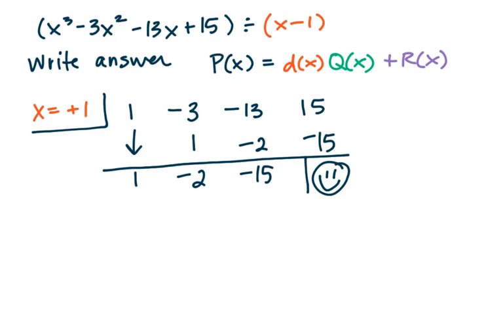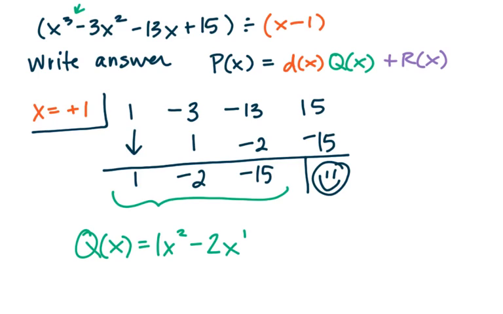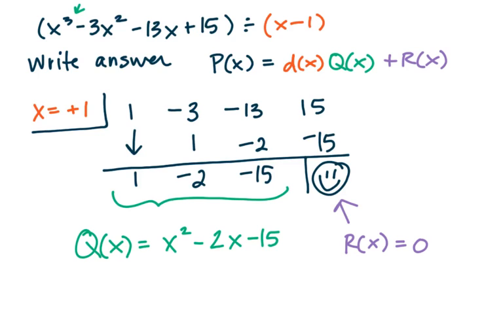Identifying our quotient, remember the quotient is 1 degree less than our original dividend. We started with x cubed. That means my quotient, q of x, is 1x squared minus 2x to the first minus 15x to the 0. We don't need the 1 or the x to the 0, so I'll rewrite that. This quotient is x squared minus 2x minus 15. And my remainder here is 0.